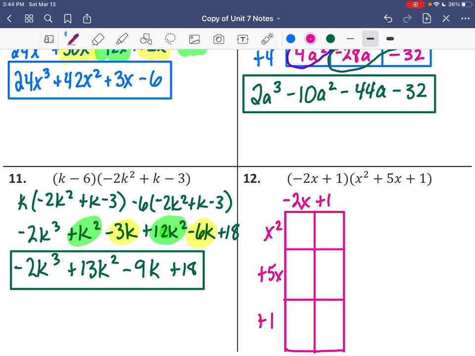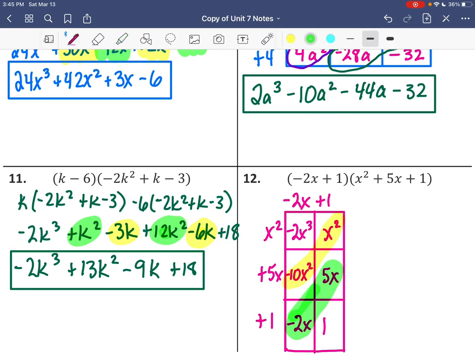Okay? So negative 2x times x squared is negative 2x to the third. 1 times x squared is just x squared. Negative 2x times 5x is negative 10x squared. And then 5x times 1 is just 5x. Makes it nice when you have 1's in there because they don't change anything. So 1 times negative 2x is negative 2x, and 1 times 1 is 1. All right, so then you are going to, again, look at these diagonals. So you've got negative 10x squared plus 1x squared, and you've got negative 2x plus 5x on that one.